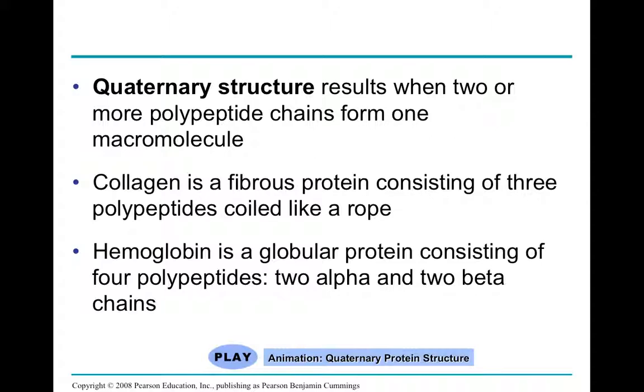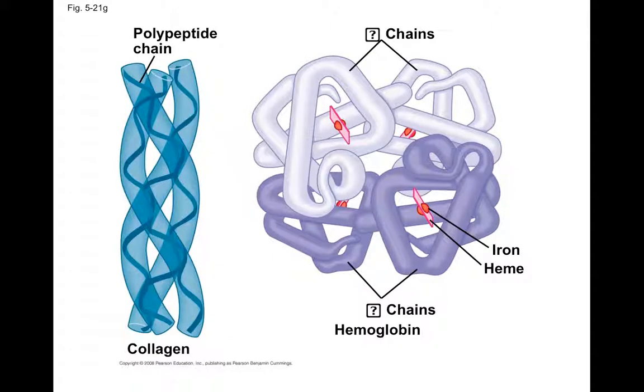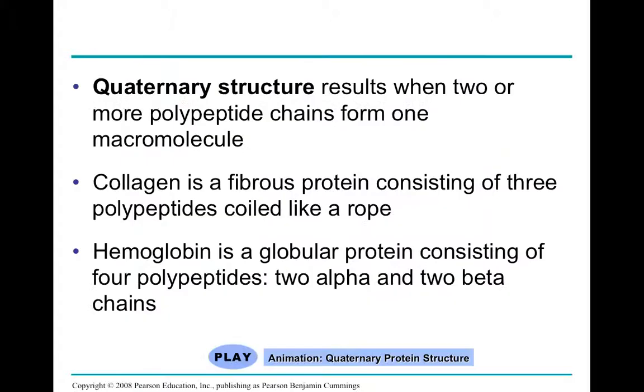So it results when polypeptide chains form one macromolecule, and then like we said, collagen is a fibrous protein consisting of three polypeptides, and they're coiled like a rope. And then hemoglobin is a globular protein consisting of four polypeptides, two alpha and two beta chains. So there's actually two light purple components and two dark purple components there.